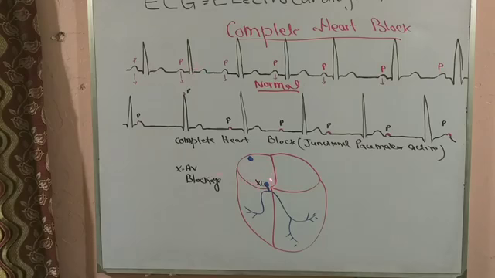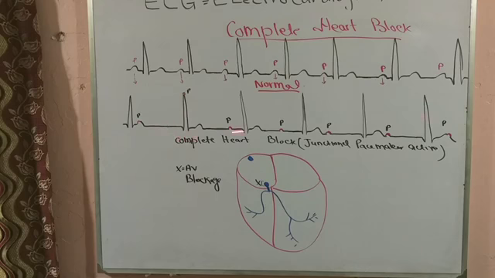But take this example here: the blockage is at the upper part of the AV node. It's not involving even the lower part of it, so the bundle of His is spared. When the blockage is complete and at the level of the upper part of the AV node, then the chances are that the lower part of the AV node or bundle of His, where the junctional pacemaker is located, will be activated. Now it will generate its very own QRS complexes, which will be narrow and which will be 40 to 60 times per minute. So here you see the rate has fallen.